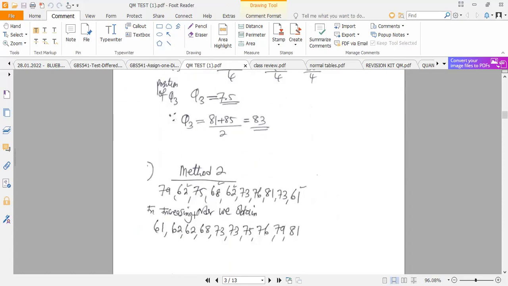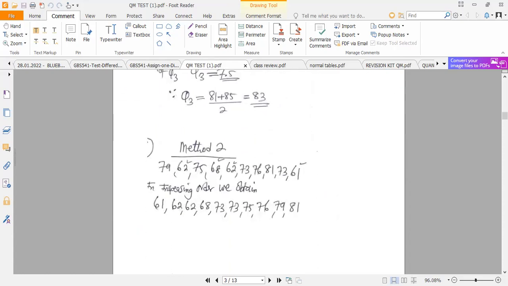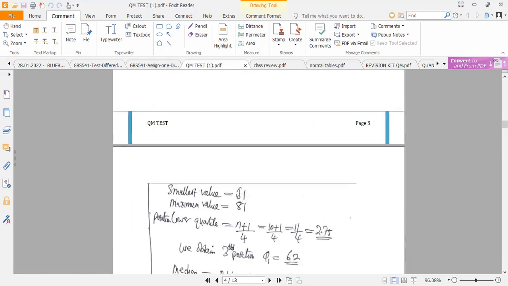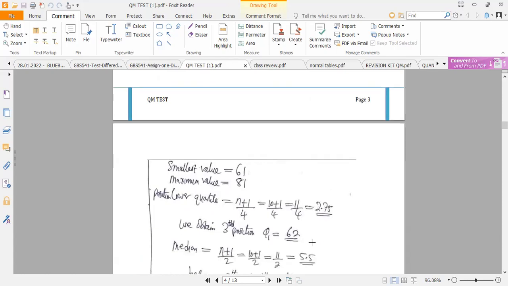So you do the same for method 2. You first rearrange them in increasing order and do the same. The smallest number is 61 and the highest number is 81. Then the lower quarter is a quarter of n plus 1. So if you get 2.75, this means you round off to the nearest whole number in this case. Don't do the 0.5. So if it's 2.75, you get the third position. If you get 2.25, you get the second position. So here we're getting the third position because there's 7.5 there.